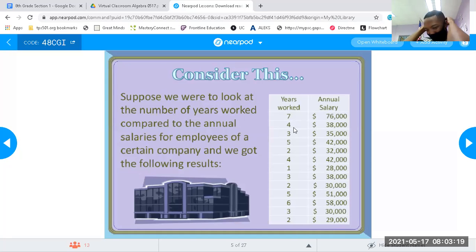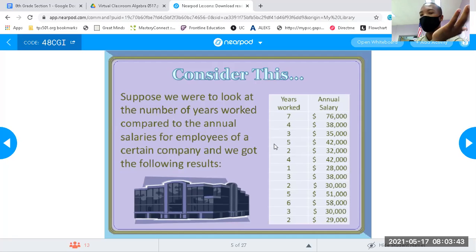To introduce what scatter plots are, we're going to look at this question. It says, suppose we are to look at the number of years worked compared to the annual salaries for employees of a certain company, and we got the following results. On the left, it tells the number of years each person has worked, and on the right it tells how much they are making.